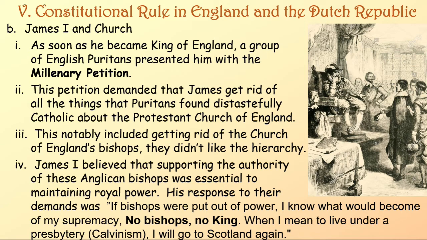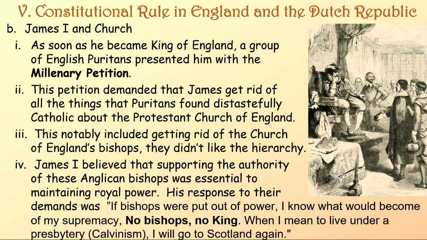James I and the Church. As soon as he became King of England, a group of English Puritans presented him with the Millenary Petition. And this Millenary Petition demanded that James get rid of all the things that Puritans found distastefully Catholic about the Protestant Church of England, the Anglican Church. And this notably included getting rid of the Church of England's bishops. They didn't like church hierarchy. They're Calvinists. They're Puritans. Of course they're not going to like church hierarchy.